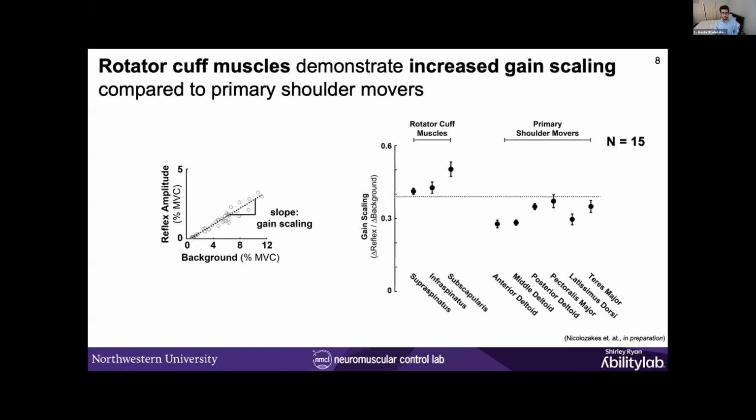Here on the right are our group data. You see that all three rotator cuff muscles on the left have larger gain scaling slopes, which are shown on the y-axis, than all 6 primary shoulder movers. So in other words, their reflexes were more sensitive to the background activity than the reflexes in the primary shoulder movers, resulting in overall larger reflex amplitudes across similar conditions.